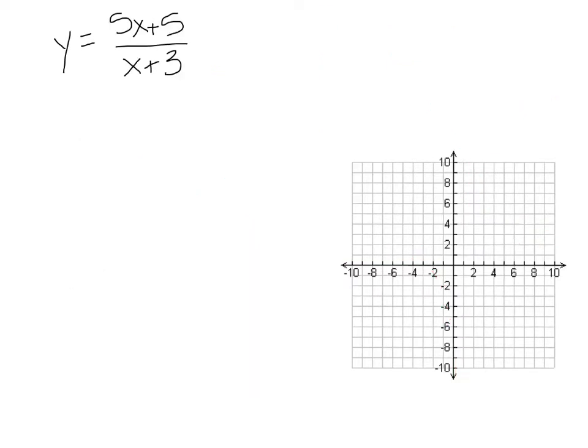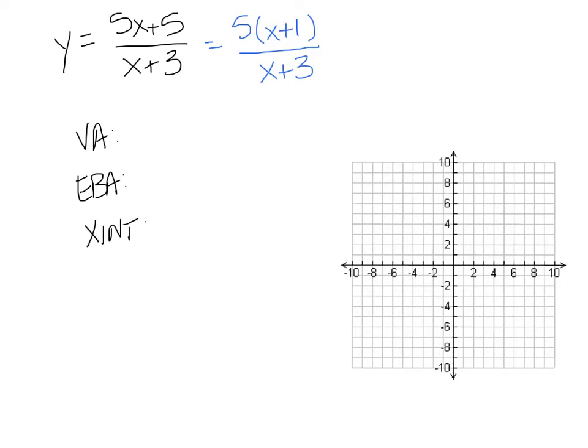Now let's try graphing y equals 5x plus 5 over x plus 3. Even though this one looks a little bit simpler, we can actually factor it a little bit further. I'm going to factor the 5 out of the numerator. And that's all I can do to factor it, but that helps me out a little bit when I'm finding all of my things. I need the vertical asymptote, I need the end behavior asymptote, I need the x-intercepts, I need the y-intercepts, and holes, if we have any holes, and we need the domain and range.